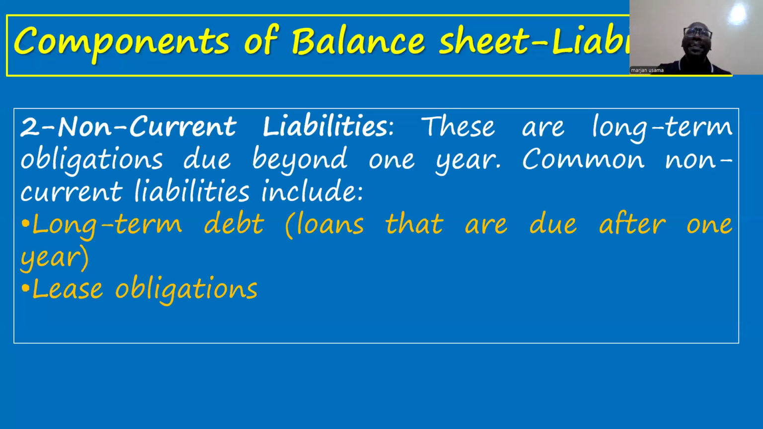Sometimes you can lease a land. Sometimes you can lease a house. So when you are leasing, they give you some time. For example, you can lease a land to do what? To practice agriculture for like 10 years.